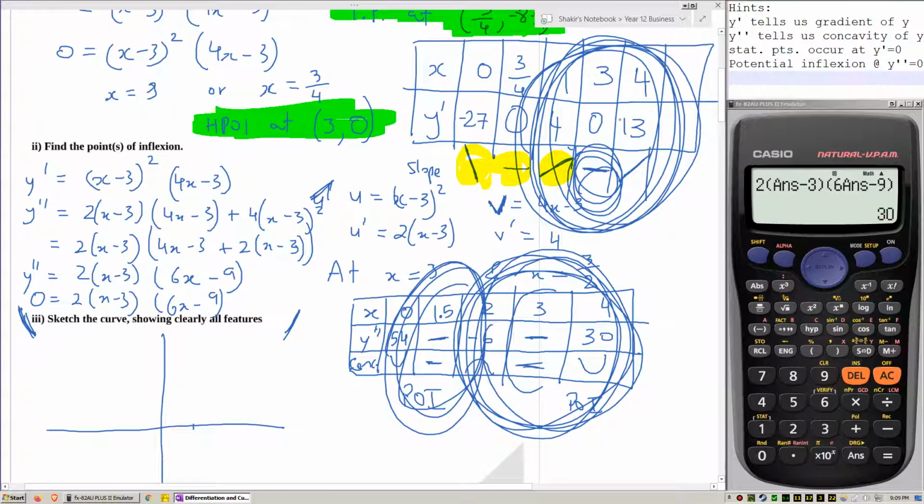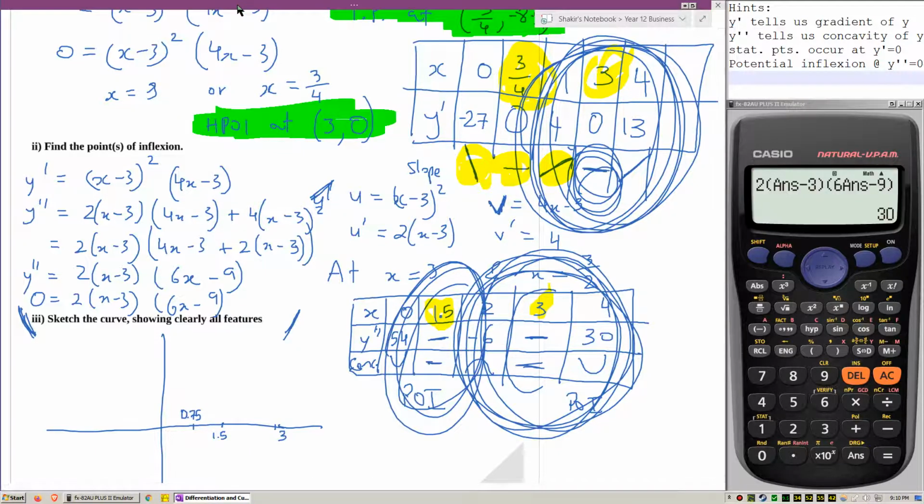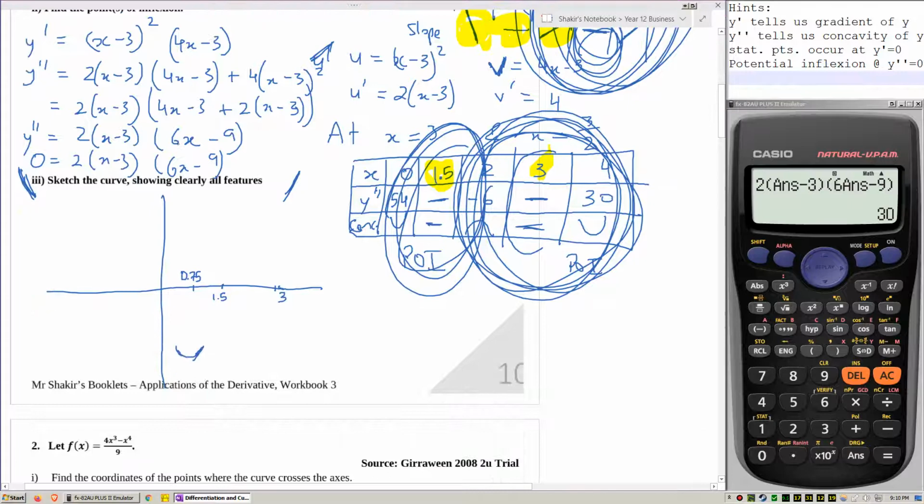What else do I know? I know there's a horizontal point of inflection at 3, 0. Okay, so let me just mark this in. This is 0.75, right? That's 0.75. This is going to be 1.5, right? And let's say 3 is going to be somewhere like there. Now, how did I choose those numbers? This is because if you look over here, I've got something special happening at 0.75, at 3, and at 1.5, which is why I've labeled those.